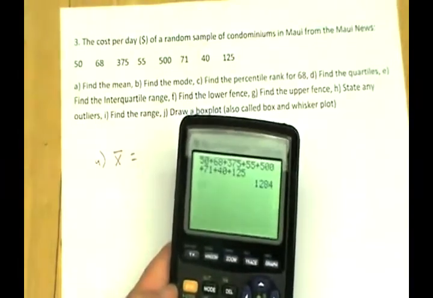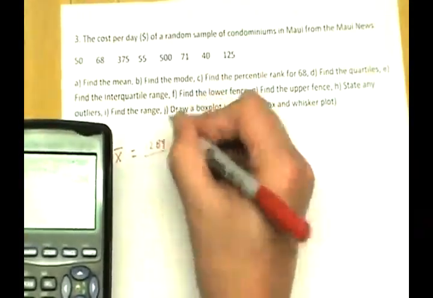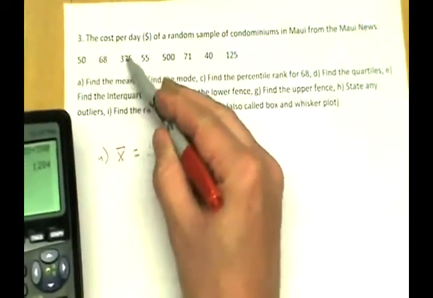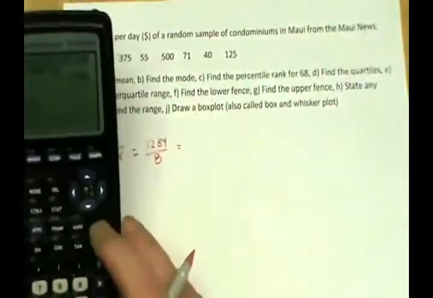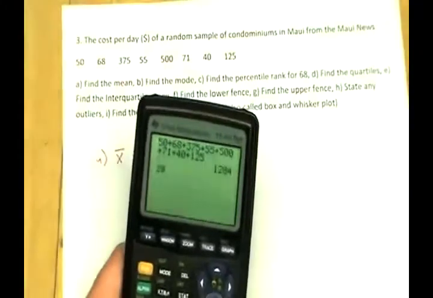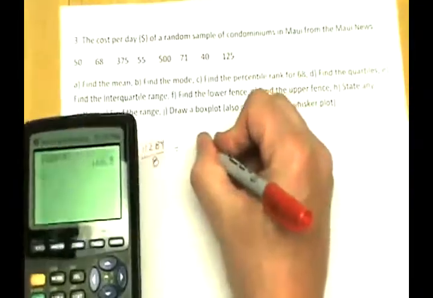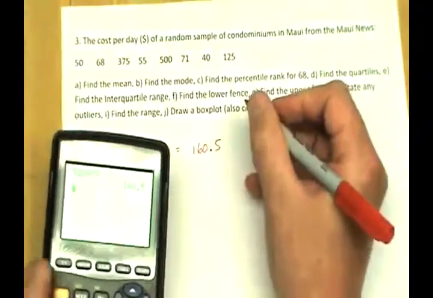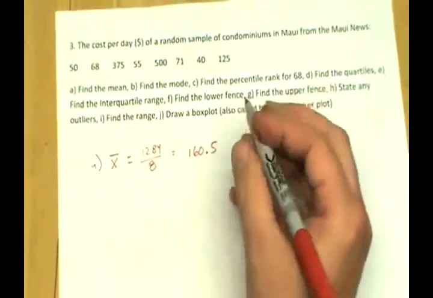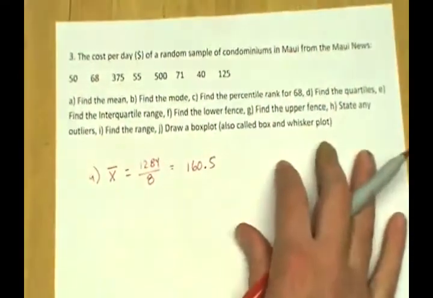Okay, so we're getting 1284 for my total. We have 1, 2, 3, 4, 5, 6, 7, 8 pieces of data. So we're going to take 1284 divided by 8. We're getting 160.5. So that's the average amount of money of cost per day for a condo in Maui.